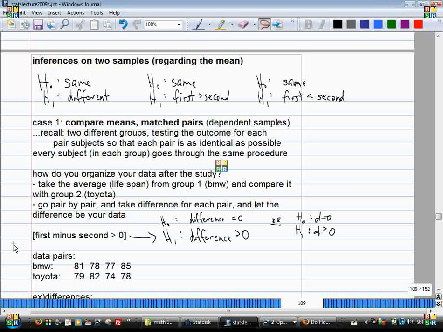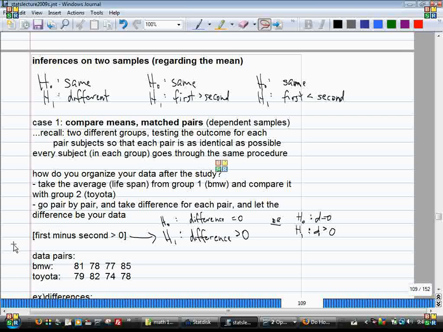Lives longer? Can we be more specific than lives longer? Can we say how much longer? 2 years. Exactly. What about in the second pair? Right. 4 years.